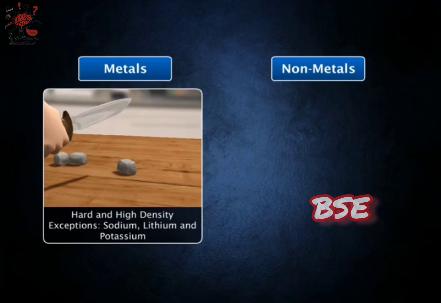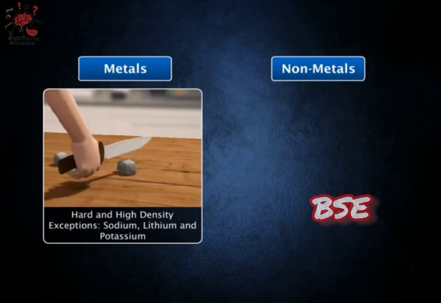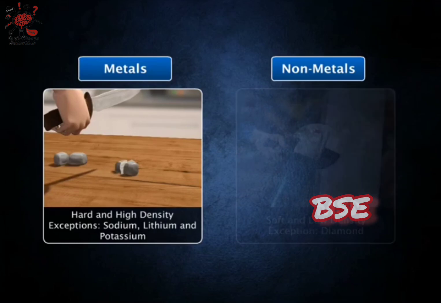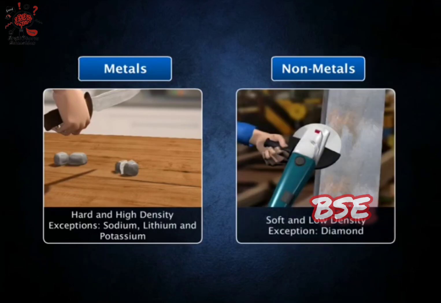Metals are hard. They have high density. Exceptions: lithium, sodium, and potassium. Sodium is soft, and we can cut it as if we were cutting cheese with a knife. Nonmetals are soft. The graphite form of carbon is soft, whereas its diamond form is exceptionally hard because of its cage-like structure. Diamond cutting tools are used for cutting sheet metals.